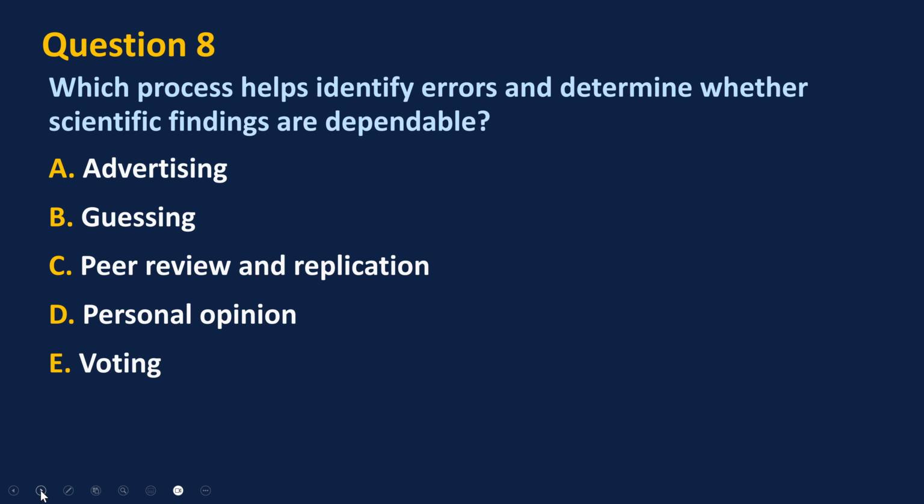Question 8. Which process helps identify errors and determine whether scientific findings are dependable? A. Advertising. B. Guessing. C. Peer review and replication. D. Personal opinion. E. Voting.